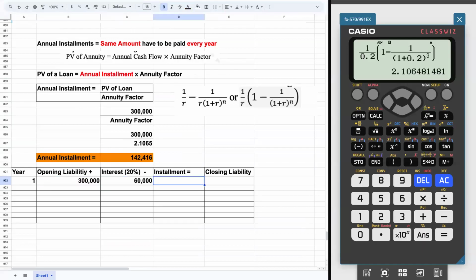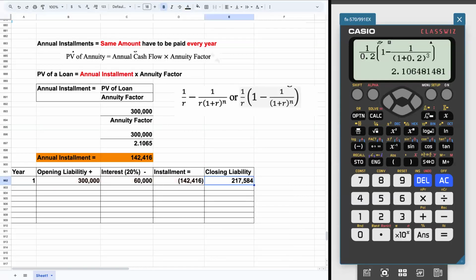That is 60,000. Now we already calculated this installment, no? We need this installment amount to use it in our amortization schedule. Otherwise, you cannot obtain the marks for the amortization schedule. So now we know that value. We have come up with 142,416, after rounding off, right? This is going to be our payment. It is including the interest also.